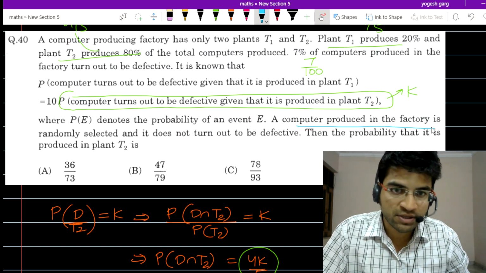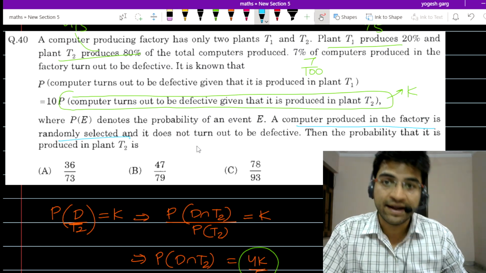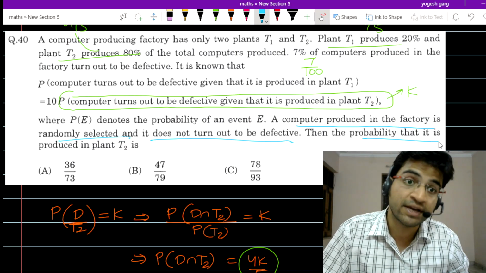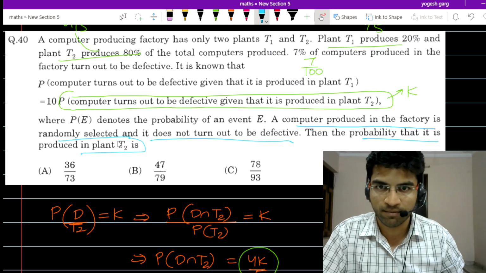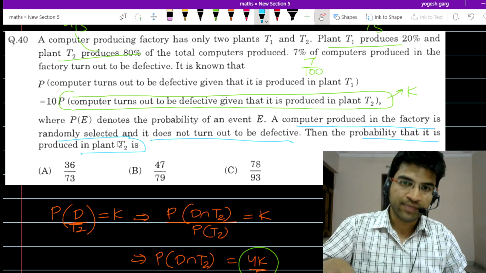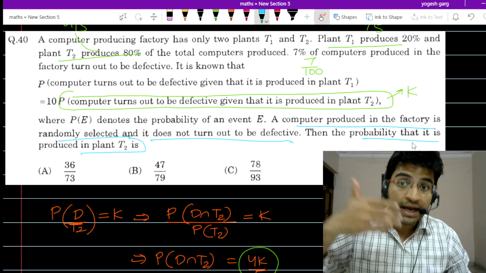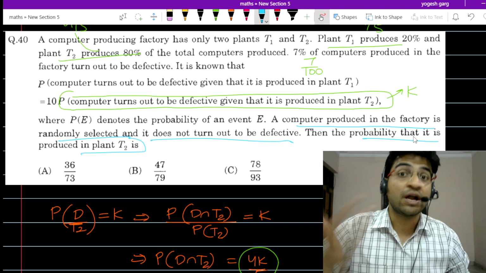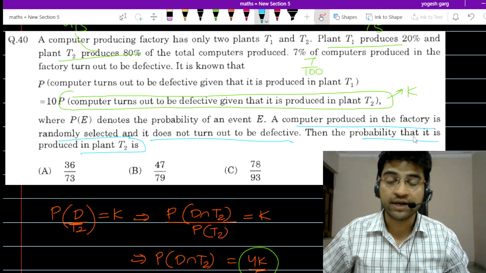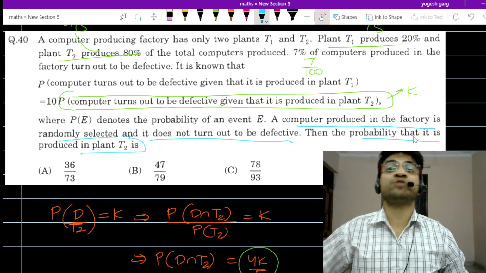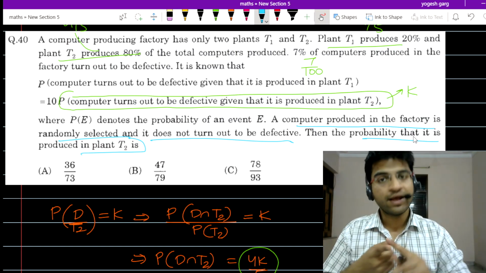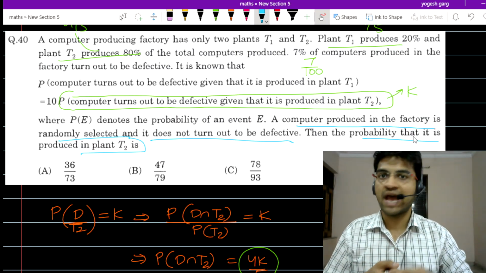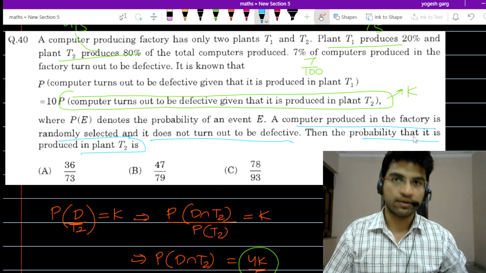A computer produced in the factory is randomly selected and it does not turn out to be defective, then find the probability that it is produced in plant T2. Now you must be getting this. This is a question of Bayes' theorem, right? You have to find a total probability. They are saying the computer does not turn out to be defective, so you will compute the total probability. Then it is produced in plant T2, so it is conditional probability. So it is a mixture of total probability and conditional probability. It is a question of Bayes' theorem.